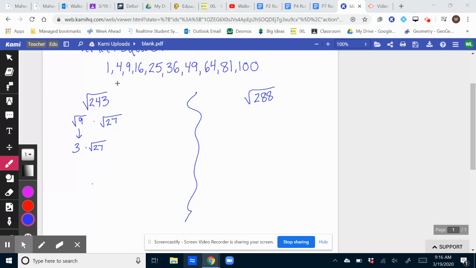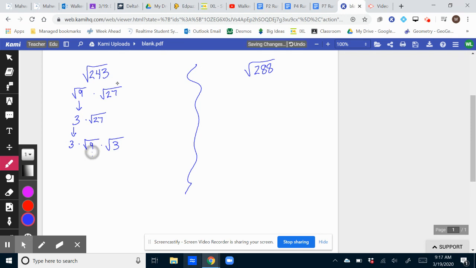So I still have this 3 in front. Don't forget about him. And now 27 is a product of 9 and 3. You guys all know that. The reason I do that, square root of 9 is the whole number 3. You still have that 3 out in front. And now you have the square root of 3, which can't be broken down any further. Now you multiply those two 3's out in front. Your final answer is 9 radical 3.